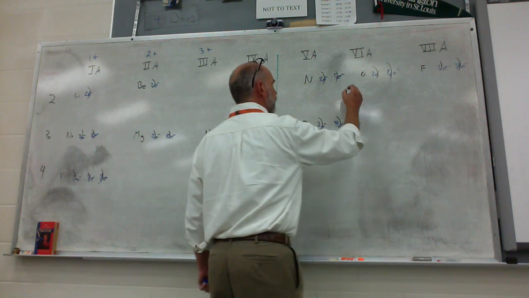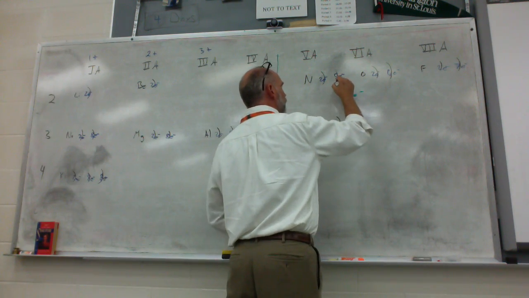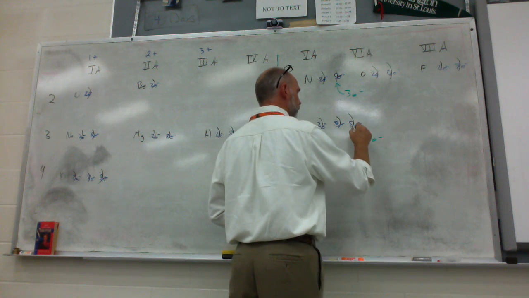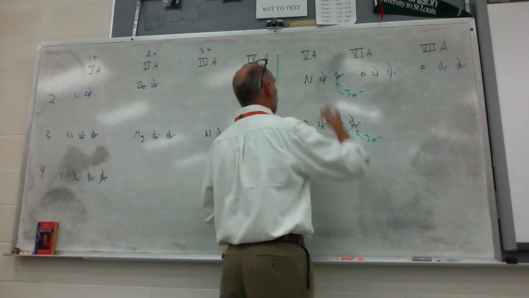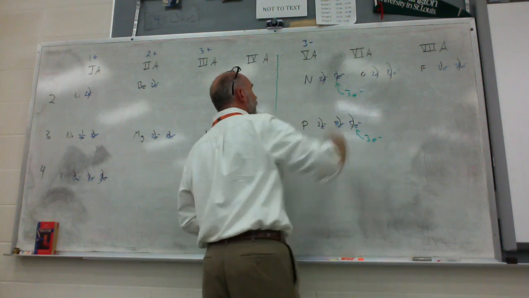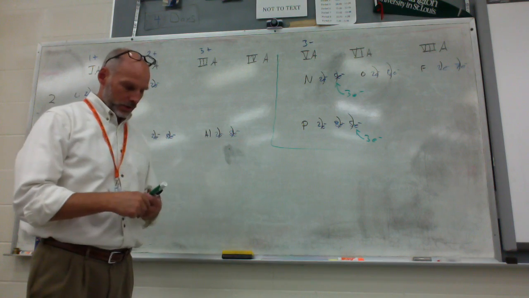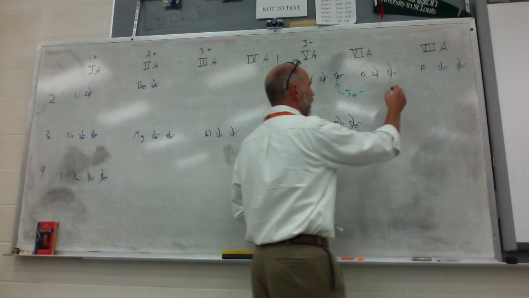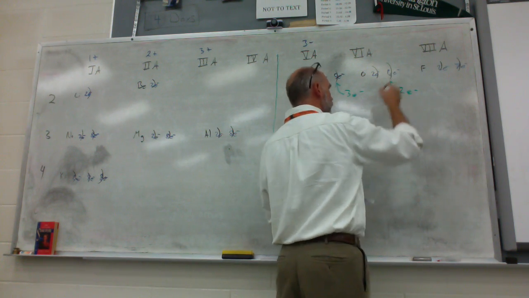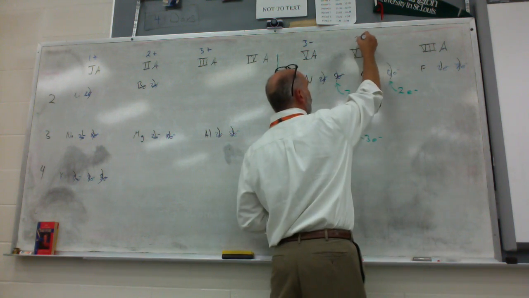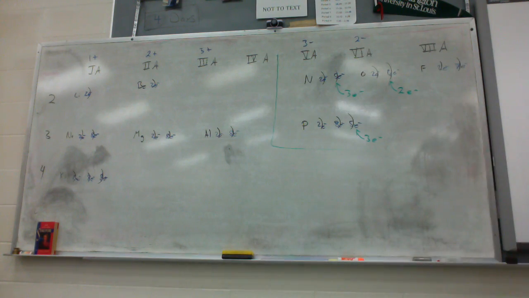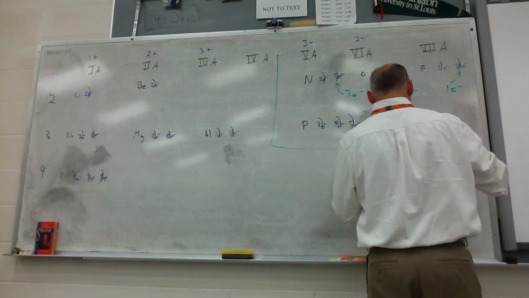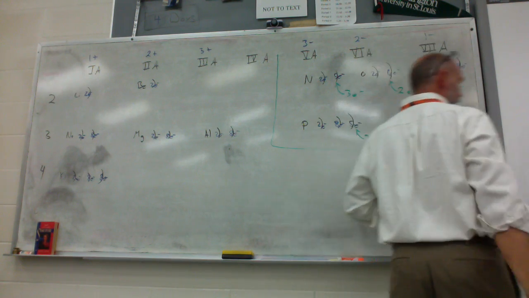How many electrons is nitrogen going to gain to complete its octet? 3. And phosphorus is going to gain 3. Therefore, each of these is going to form a 3 negative charge. Oxygen, non-metal, complete its octet, needs 2 electrons. Boom. All the group 6A elements are going to form a 2 negative charge. Fluorine is going to gain 1 electron, 1 negative.